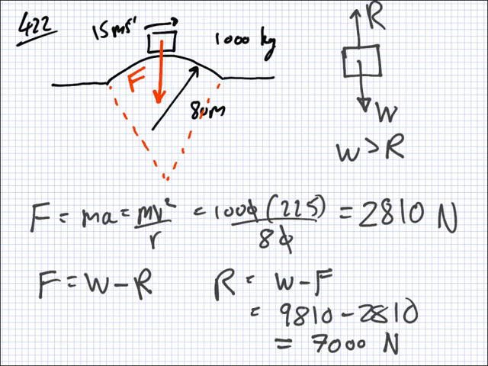So in circular motion, the resultant is down. I want to do a small little example after this. No, the resultant is towards the center. In this case, that's down.